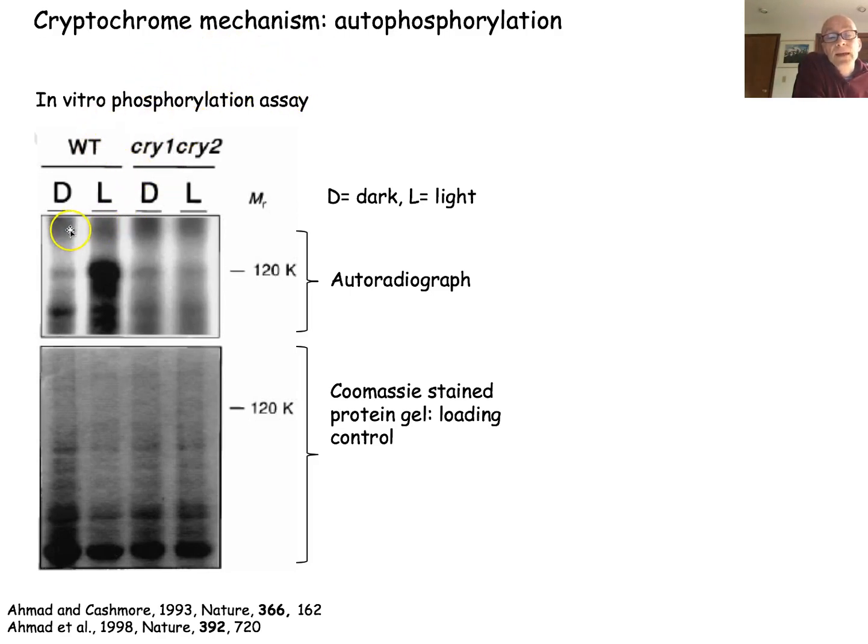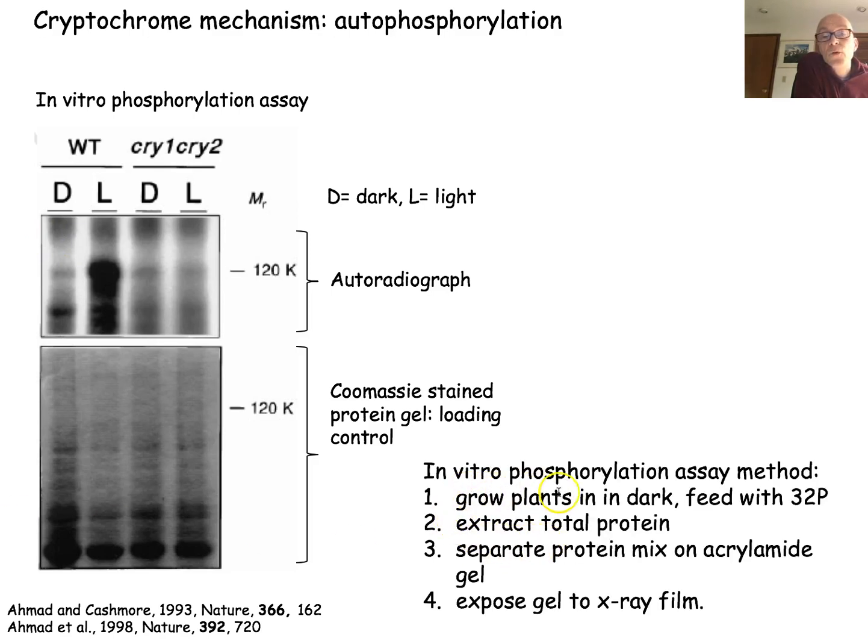So what you have here in this particular example is something that's called an in vitro phosphorylation assay. And I'd like you to learn what an in vitro phosphorylation assay is, and we use this as an example for you to do so. So what they did is they took their proteins. They grow the plants in the dark, and they were growing them on radioactive phosphate. So something in their nutrient medium had radio-labeled phosphate. So that means all the proteins that incorporate this radio label will become radio-labeled. In other words, all proteins will be radio-labeled.